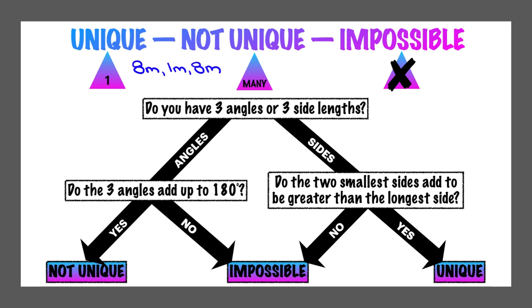So I'm looking at my measurements that I've got. From 8, 1, and 8, I would have 1 plus 8 is greater than 8. Do the two smallest sides add to be greater than the longest? Yes. 9 is greater than 8. So since it says yes, we would classify this as unique.